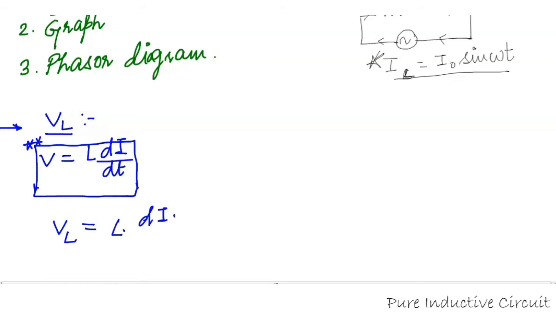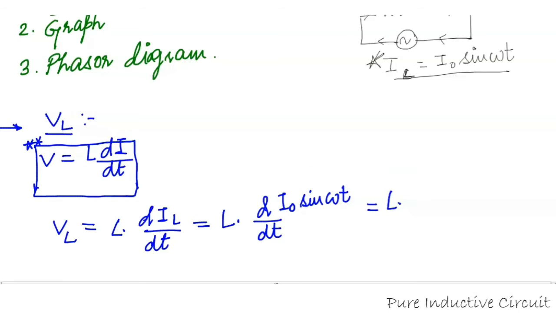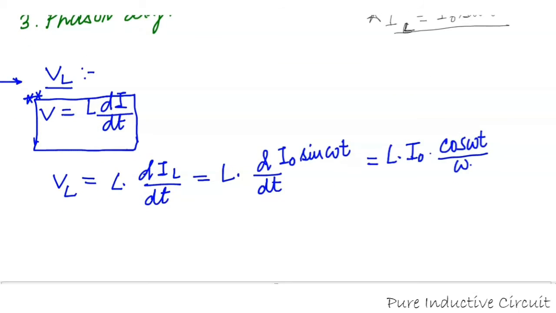Value of VL equals L times d of IL by dt, equals L times d of I naught sine of omega t upon dt. If we do the differentiation, I naught will come outside, and sine omega t differentiation is cos of omega t by omega.